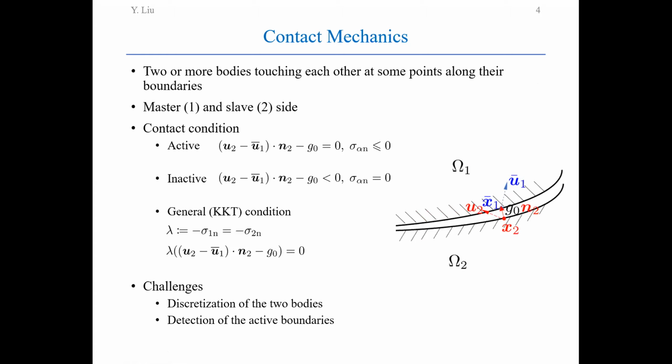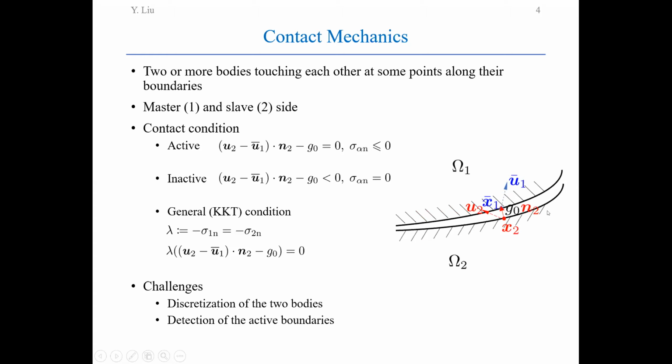The above two cases can be summarized in the general contact condition, which is also called the KKT condition. If we denote the negative of the normal component of the contact traction as lambda, then the contact condition for both the active and the inactive cases is shown in this equation.